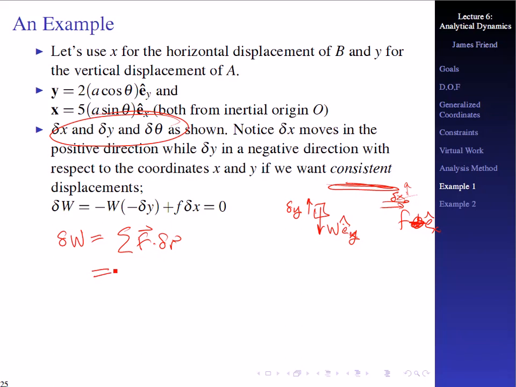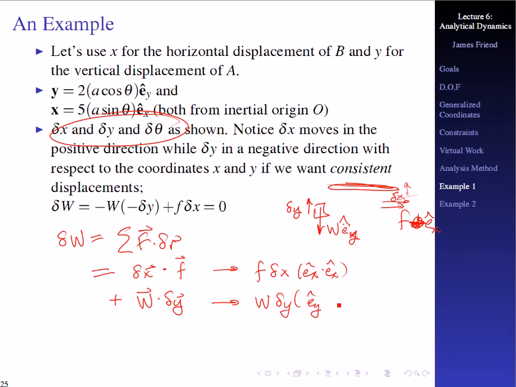So if we sum these two together, let's look at x first. Delta x, as a vector there. In other words, that's delta x e_x dotted with F. This part turns out to be F delta x e_x dot e_x. And then we have to worry about the other one, where that's our W dot delta y. It turns out that's actually W delta y e sub y for W downwards dotted with minus 1 e sub y, because this displacement consistent with constraints is upwards whenever x is increasing.